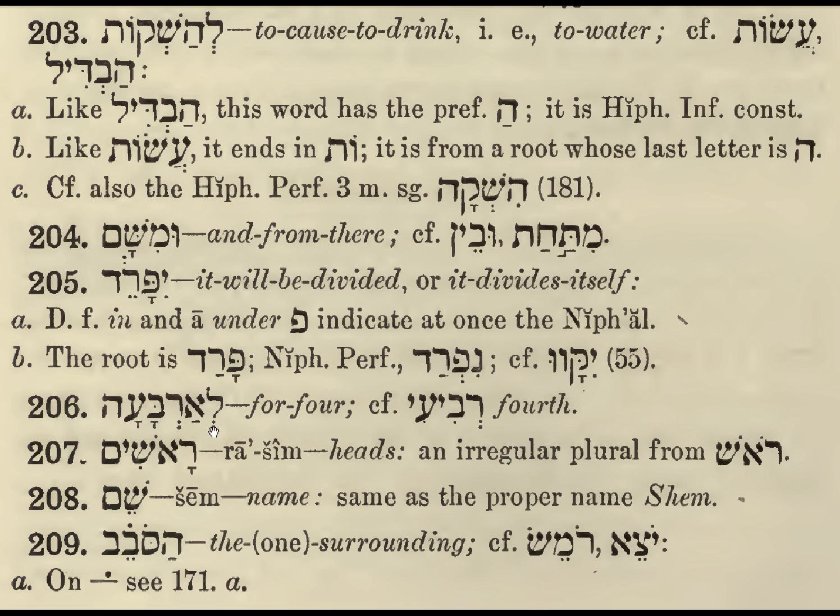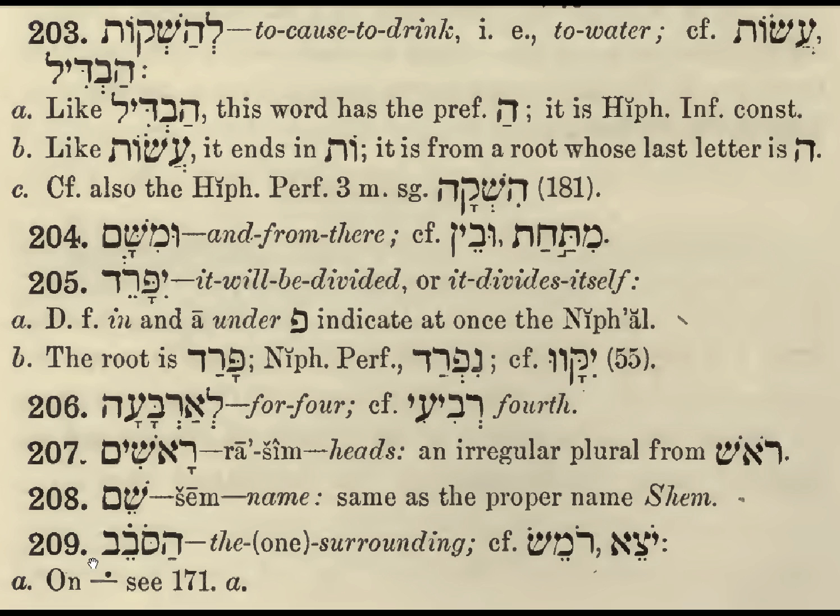La'ar banga, for four. Compare rebingi, fourth. Rashim, heads. It's an irregular plural from rosh. Shem, meaning a name. And it's the same as the proper name, the personal name, Shem.